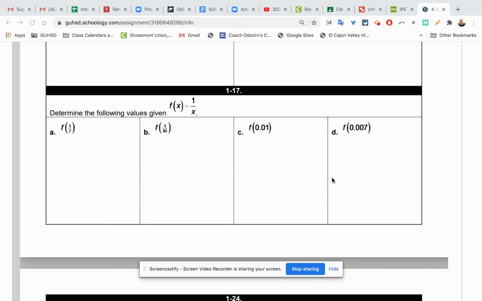Okay, so I want to talk about what you do when you plug a fraction into another fraction, and how we handle that. Here's an example that's in your homework for 1-1 on evaluating functions. This is the problem where you've got f of x equals 1 over x, and then you're plugging in like 1 over 2 or 1 over 10, and how do we handle that?